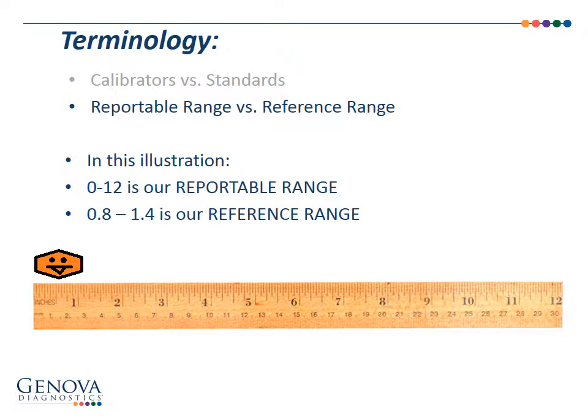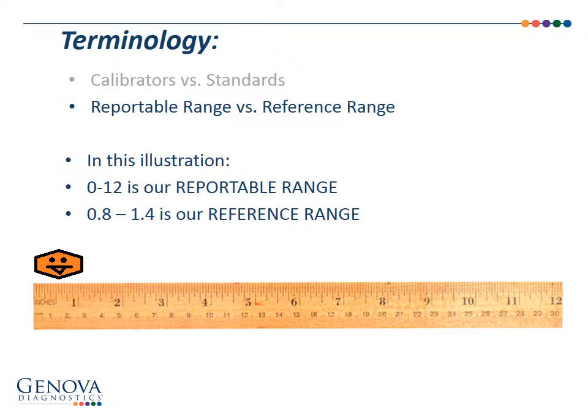So in this illustration, 0 to 12 is our reportable range. That's what we can measure. And 0.8 to 1.4 is our reference range. You see the difference? So one's about what we can measure and one's about what we expect. So in the lab, typically we're just talking about reportable range. You're running your assay and you want to know what's the range at which I can release patient results.